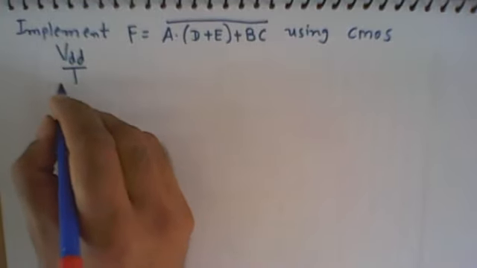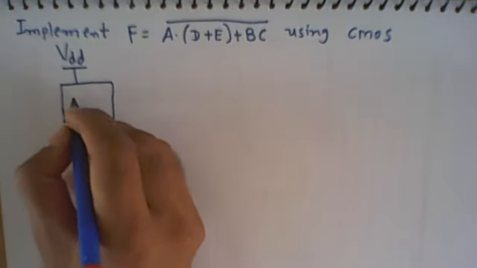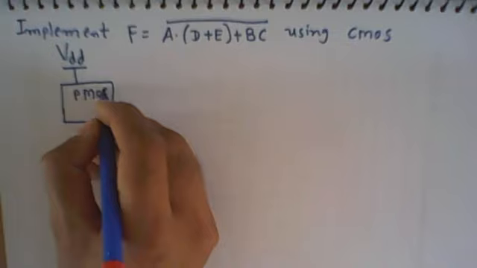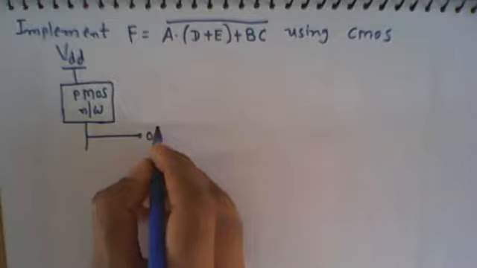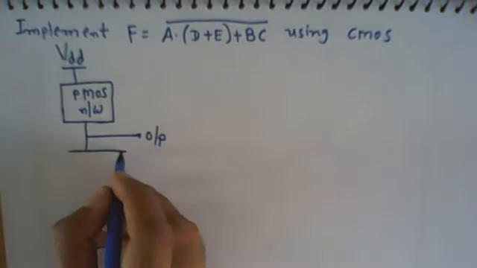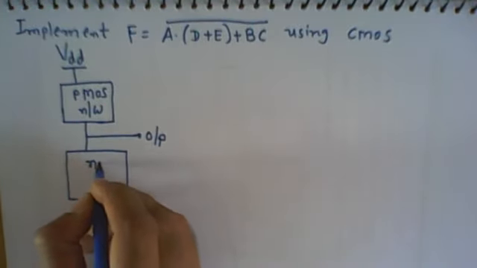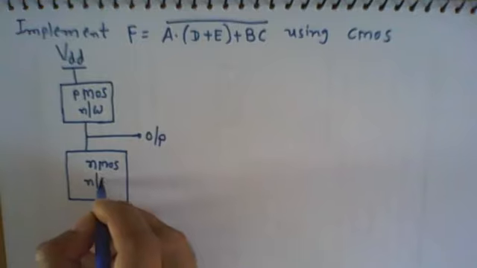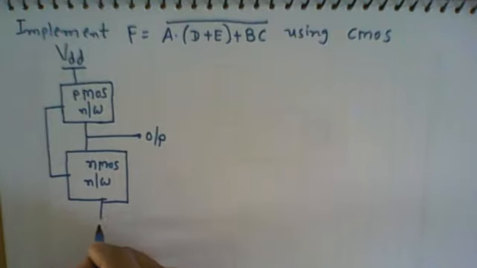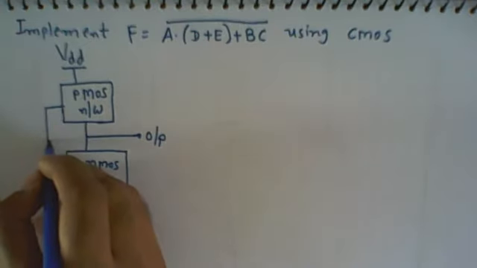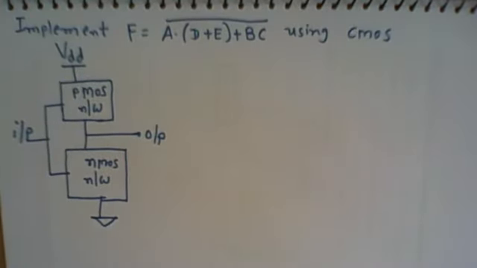One network is a PMOS network, which is between VDD and output, and another network is the NMOS network, which is connected between output and ground. So this is the structure of any CMOS implementation.